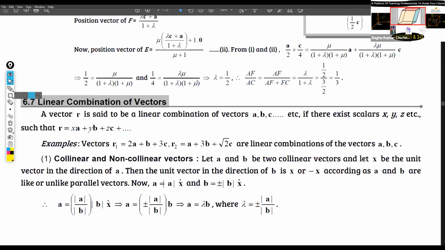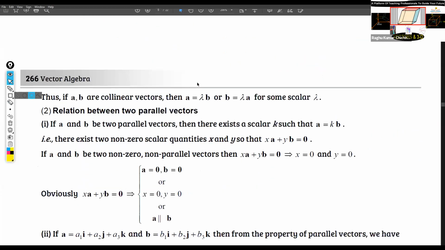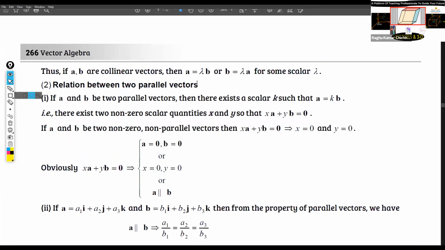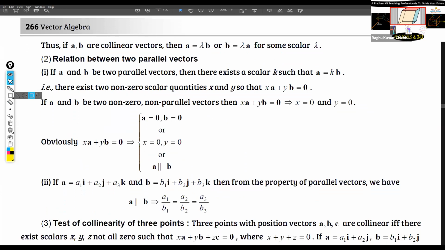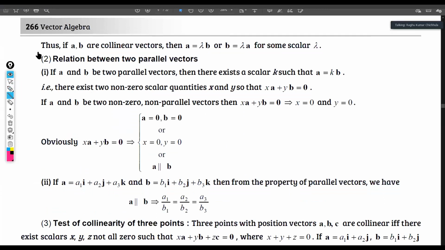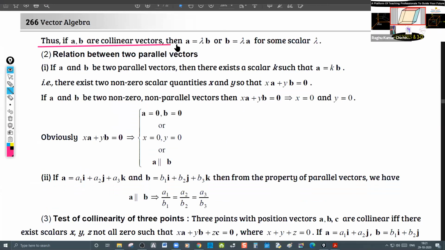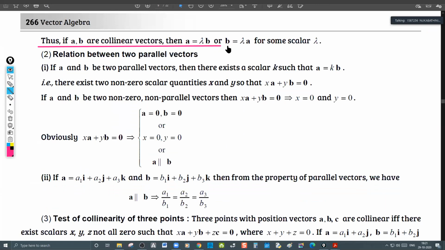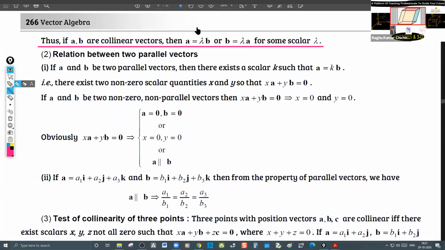Good boys. Now let us move on to the next part. Now he has given it here. All right, Prinit, please read this, the first sentence, I'm underlining it. Thus, if A, B are collinear vectors, then A is equal to lambda B or B is equal to lambda A for some scalar lambda. That's what you have to remember.